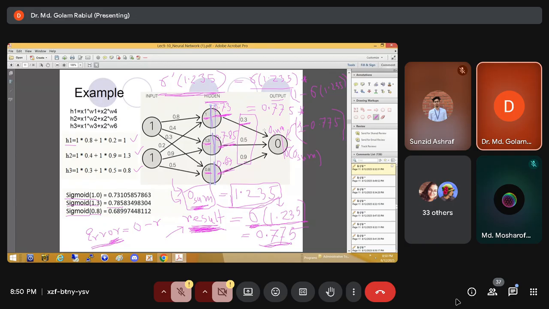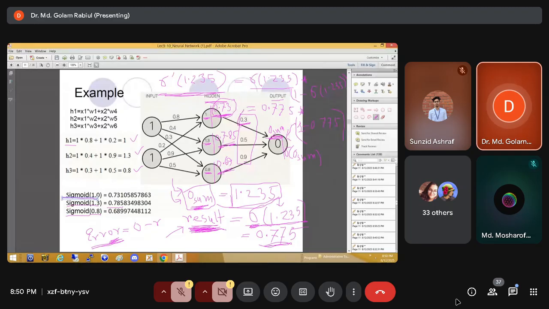So to determine the output sum, what we have done so far uses the hidden layer results. Actually, we got the hidden layer results also from the sigmoid function: sigmoid of H1, sigmoid of H2, and sigmoid of H3.